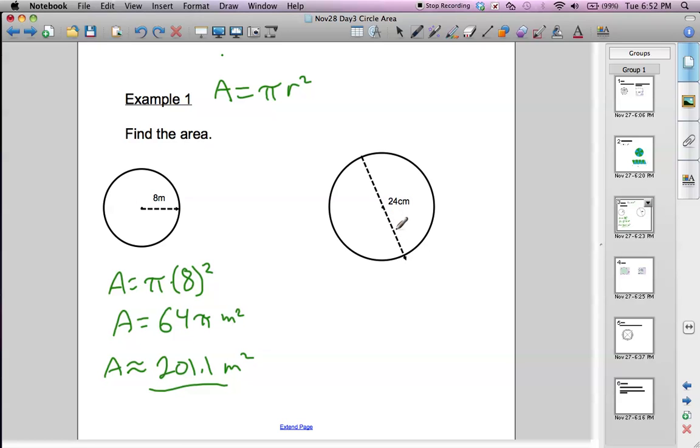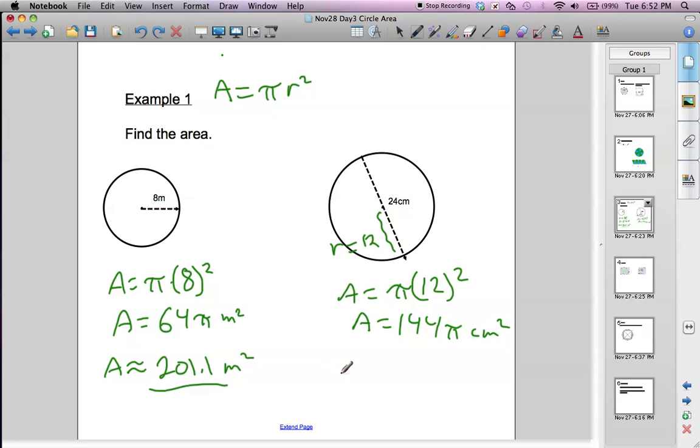And the second circle, this distance is 24 meters. That's not the radius, that's the diameter. So half that distance is going to be 12 centimeters. So the radius equals 12. We use our area formula: area equals pi times 12 squared, so area equals 144 pi square centimeters.